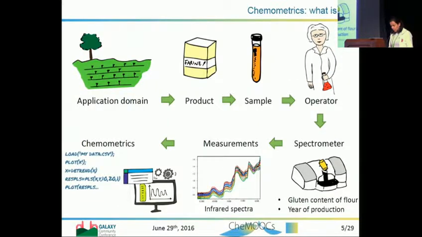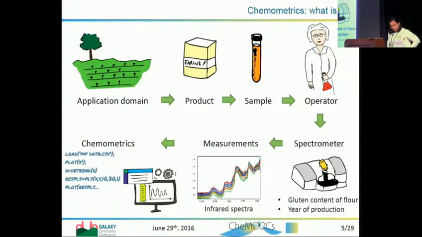To understand well, we have a field of application. From this field, in this example farming, we extract a product that can be flour. Then an operator takes a sample for measuring concentrations, for example, gluten content of this flour, with a device called a near-infrared spectrometer.